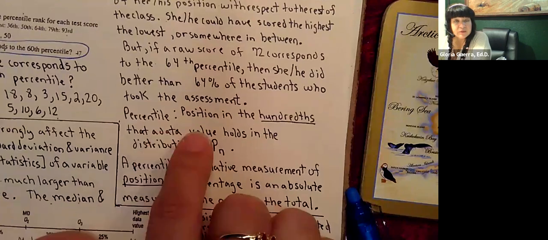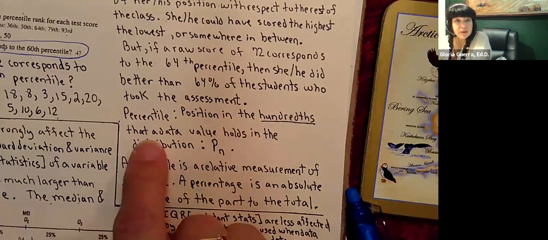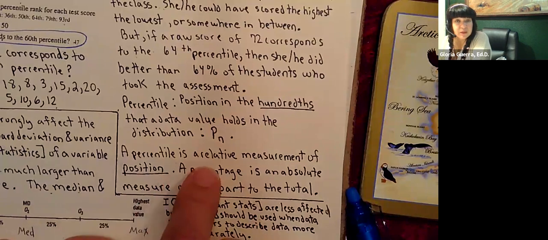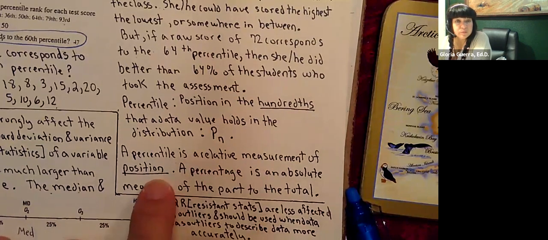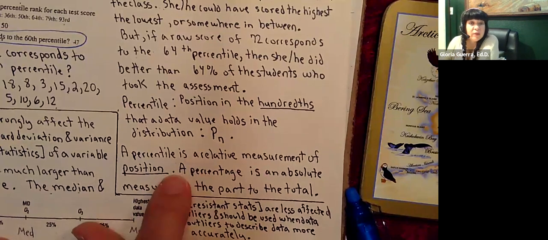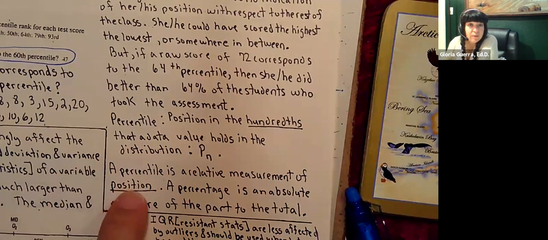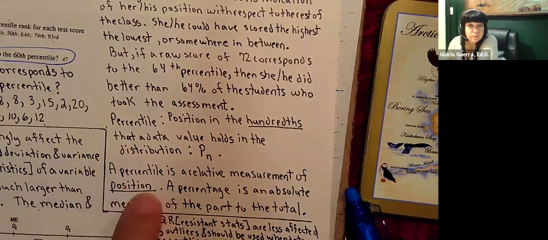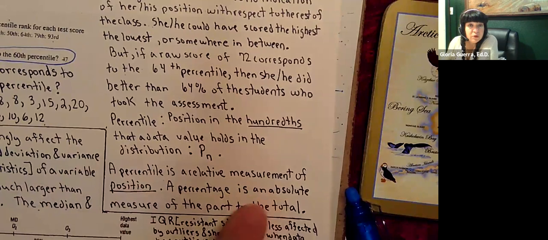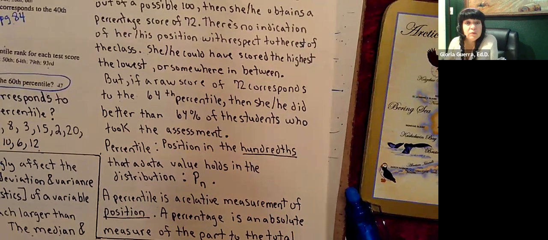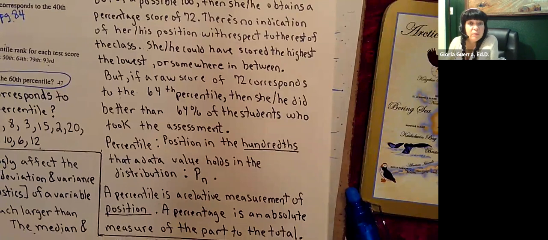So percentile has to do with the position in the hundreds that a data value holds in the distribution. They call that P sub n. But the percentile is a relative measurement of position. Okay, so you want to write this down, because I think on your test you have some multiple choice on the first part of your practice test, and that's related to this vocabulary. Percentile is a relative measurement of position. A percentage is an absolute measure of the part to the total. Okay, so go ahead and pause and write that down, and that'll be part of your vocabulary for your review on your tests.